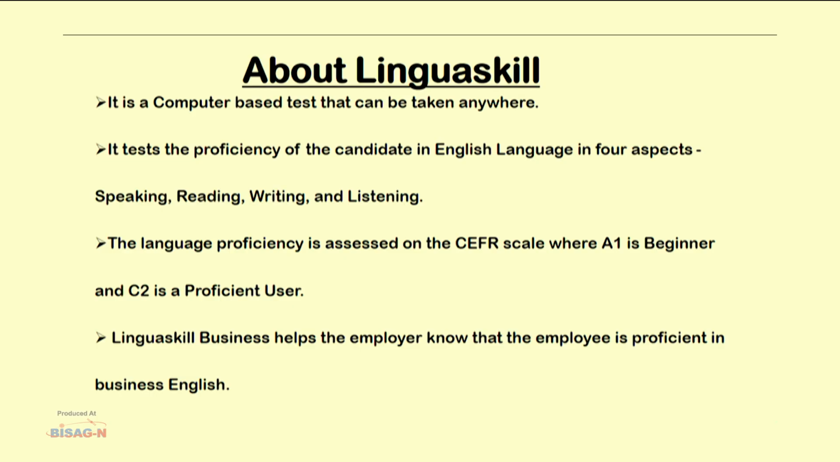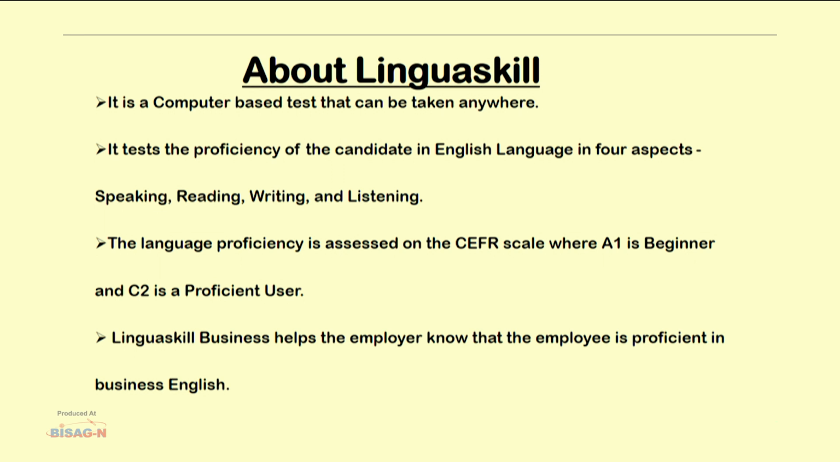Now let's just do a small recapitulation of what was done in the previous modules, so that you have an idea as to how we will proceed in the next upcoming modules. Let's look at what we have for today. A brief about Linguaskill as an exam.